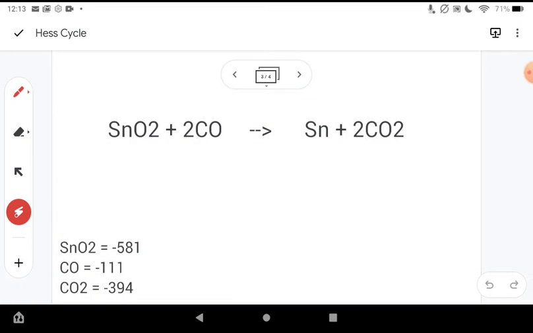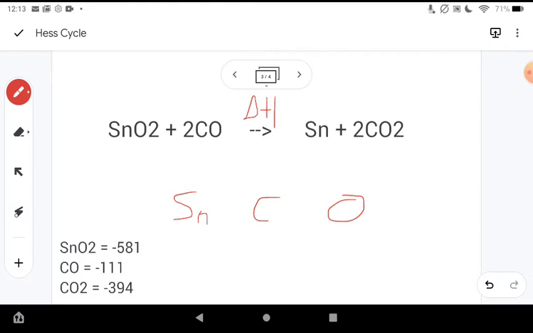So let's have a look at how this works. In this case, I've got this reaction: tin oxide and carbon monoxide producing tin and carbon dioxide, and I can't measure that directly. So this is the value I'm trying to find. I've got some values for enthalpy change of formation down here. What I need to do first is break it into constituent elements. So I've got tin, which is Sn, carbon, and oxygen. In its standard state, tin is a metal, so it's solid. Carbon is solid, and oxygen is O2 as a gas.